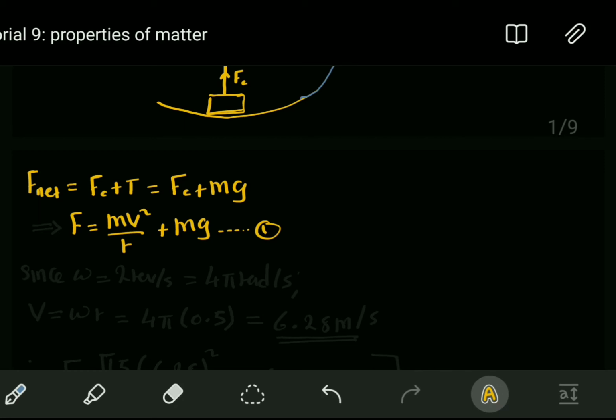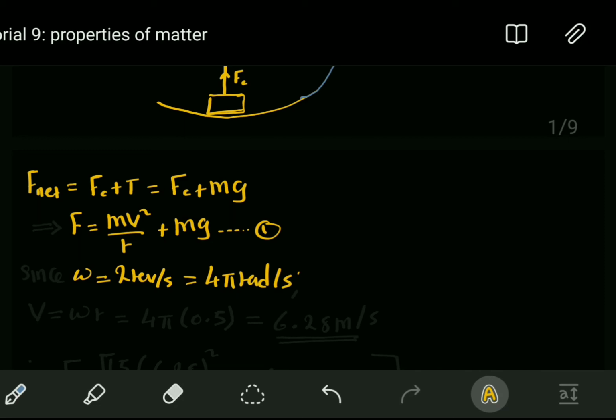So the reason for pausing here is because we have one unknown in this formula. We have the mass, we have the radius, but we do not have v. So let's pause here and find a way of obtaining the value for v. We know that the angular speed we're given is omega equals 2 revolutions per second, which is equivalent to 4 pi radians per second. You can do that conversion just to confirm as you are solving.